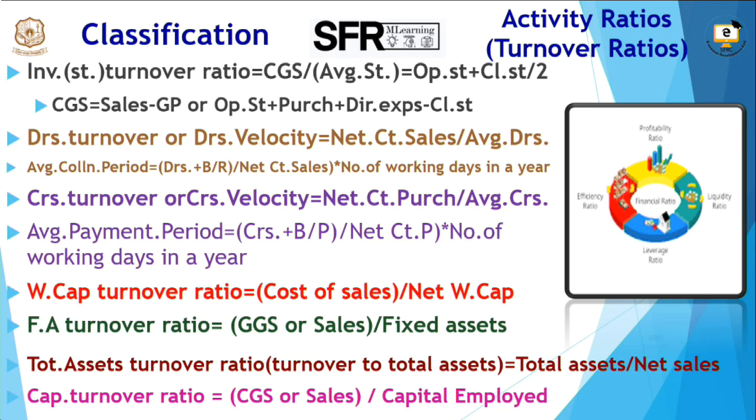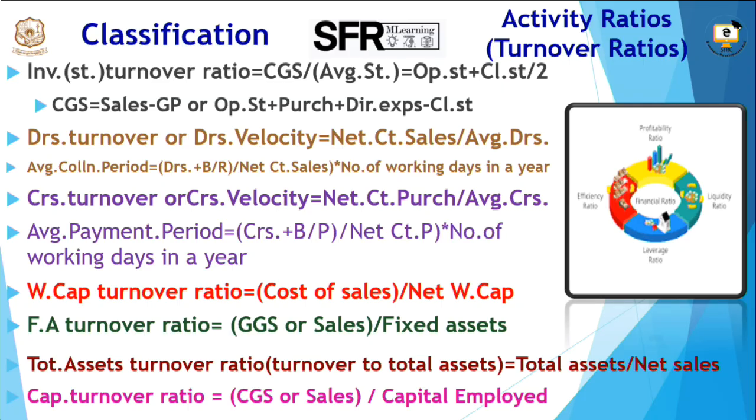Then average payment period means creditors plus bills payable divided by net credit purchases, into the number of days in a year. Average payment period ratio represents the average number of days taken by the firm to pay its creditors. Generally the lower the ratio the better, that is you quickly settle your creditors, your position is good. Suppose you take more days to settle the debt, then your position is very low.